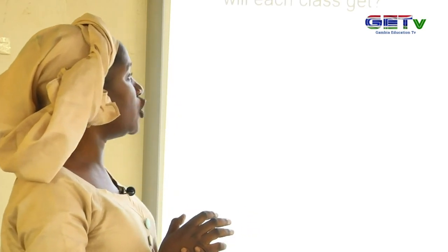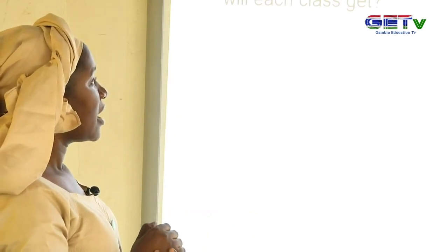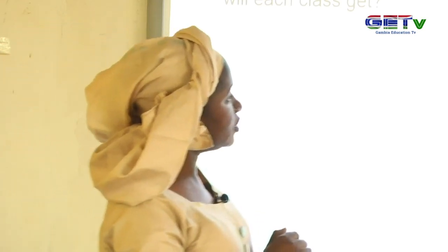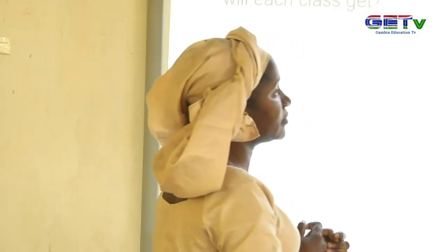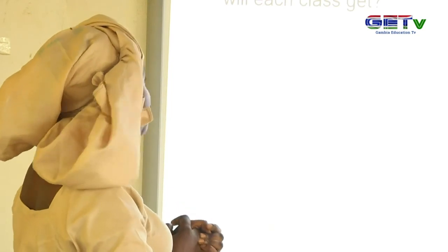5 classes are going to share 260 loaves of bread equally. How many loaves will each class get?